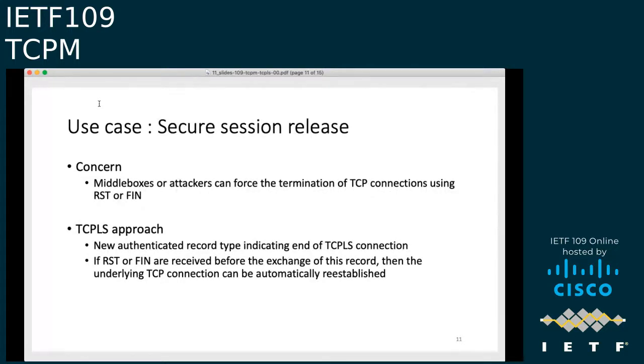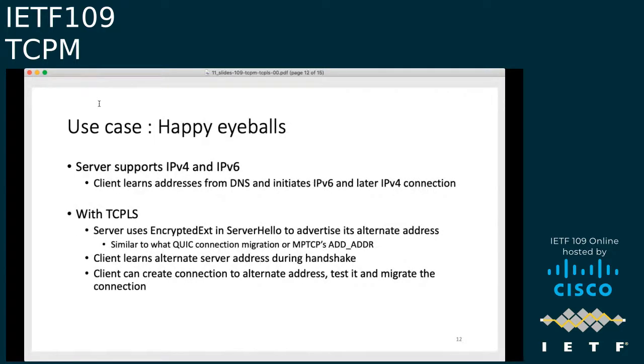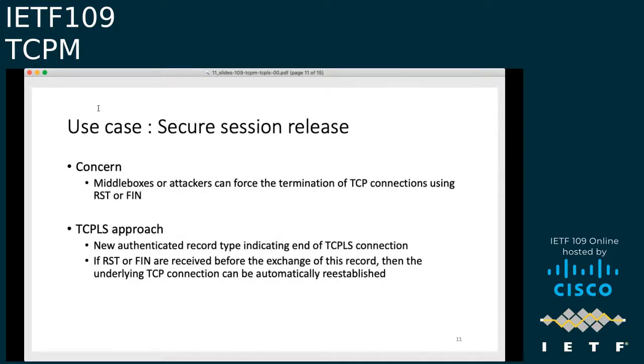You can do secure connection release by having a new type of TLS record that marks the end of the TCP-LS session and which cannot be sent by middle boxes. Next slide.